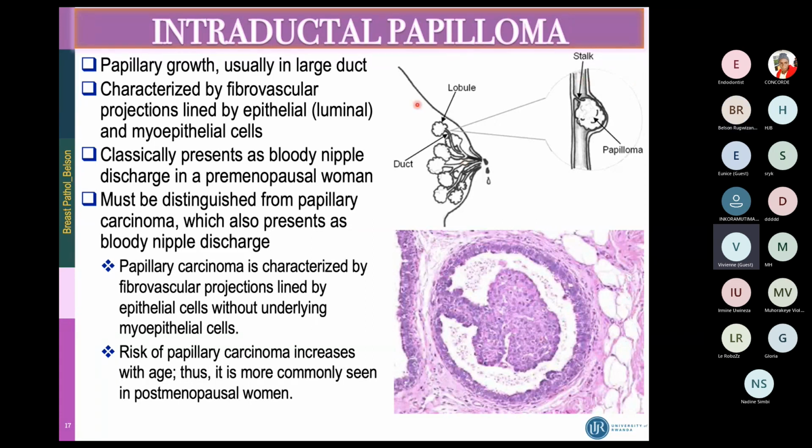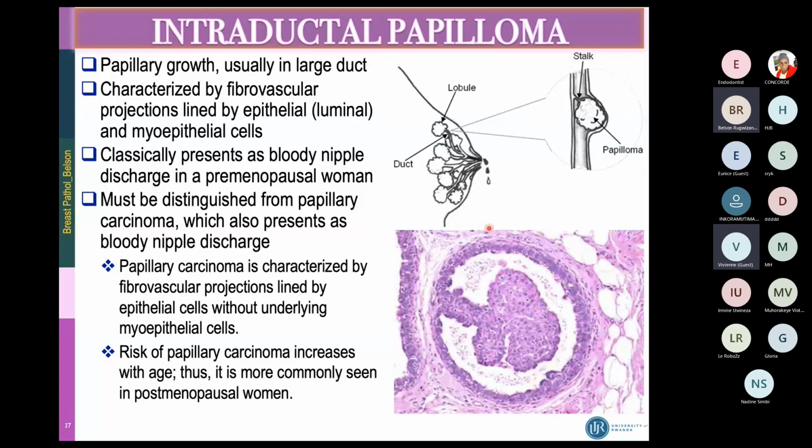So here we have a breast tissue. This is a diagram, of course. We have a lobule and the ducts, and when you look into a duct, you find that there is here a mass which is inside the lumen of that duct, with its stalk. So this is a diagram.